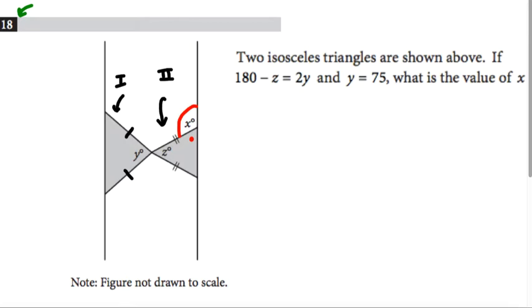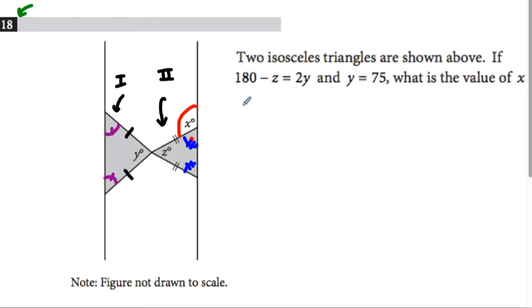Triangle 1 is an isosceles triangle, and the base angles, the angles opposite those congruent sides, are congruent. That's the isosceles triangle theorem, and you did learn that in your geometry class. So I know those two angles are equal. And I also know that over here, this is also an isosceles triangle, and these two angles are also equal. So I know that 180 minus z is equal to 2y, and I know that y is 75.